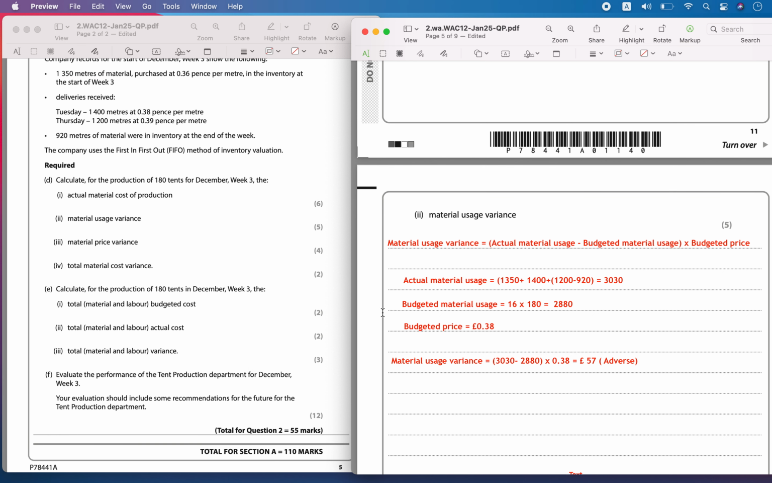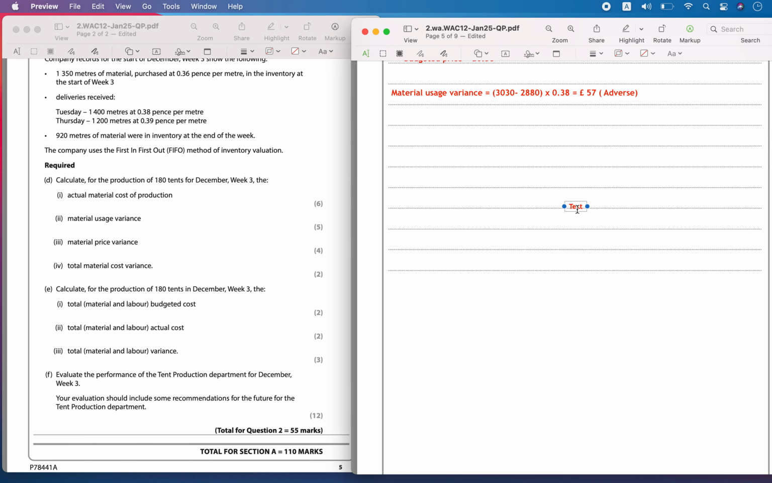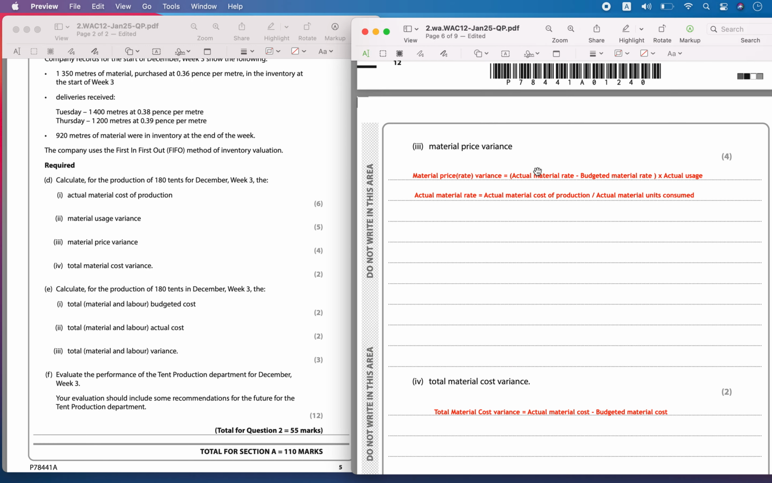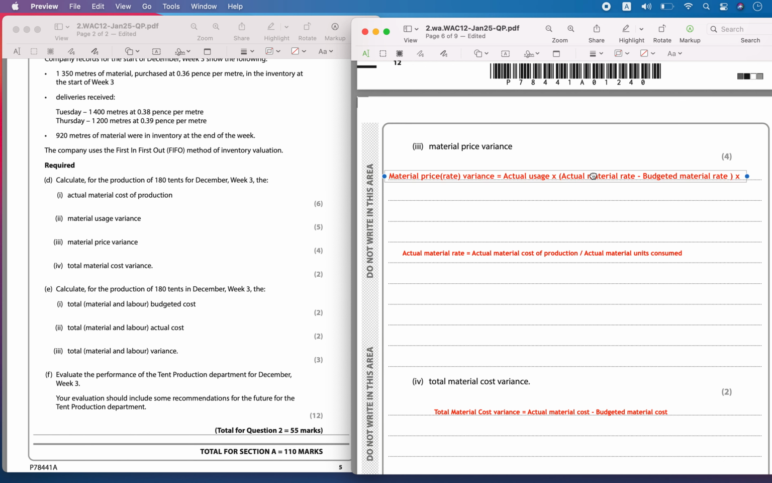Then the next one is the material price variance. Was there a price variance? They want you to calculate it. So let's see: material price variance is equal to the actual quantity consumed times the difference between the actual material rate and the budgeted material rate, that is actual rate minus the budgeted material rate. So we will see this.